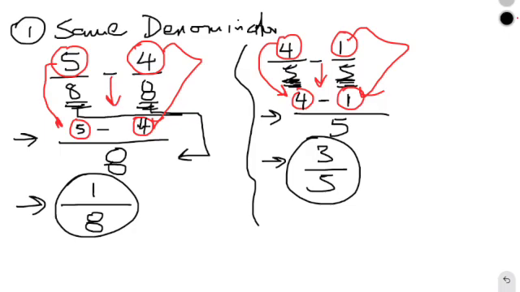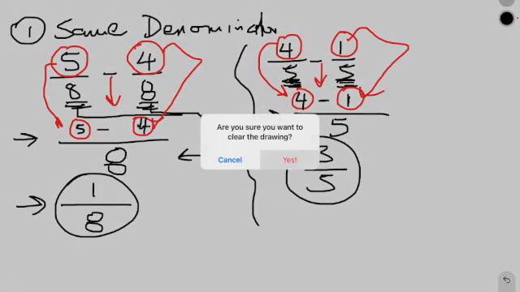Now, what happens when we have different denominators?